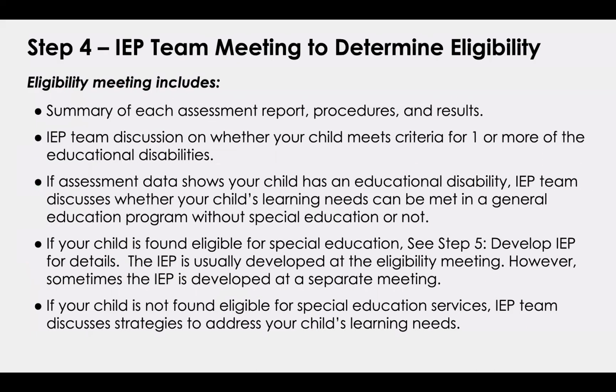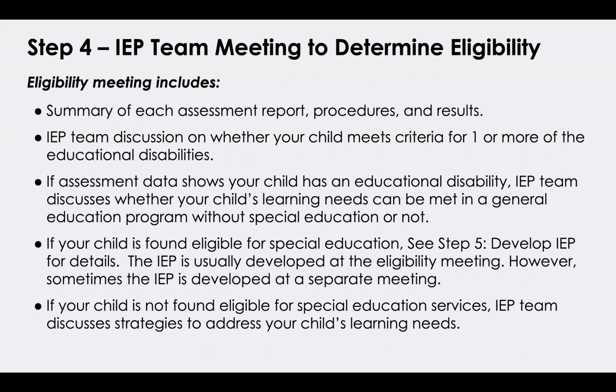The eligibility meeting may include, or does include, a summary of each assessment report, procedures and results, and the IEP team discussion on whether your child meets criteria for one or more of the educational disabilities. And if the assessment data shows your child has an educational disability, the IEP team then discusses whether your child's learning needs can be met in a general education program without special education or not.